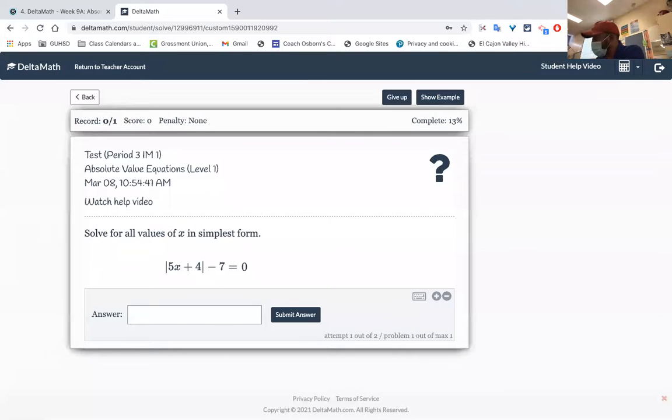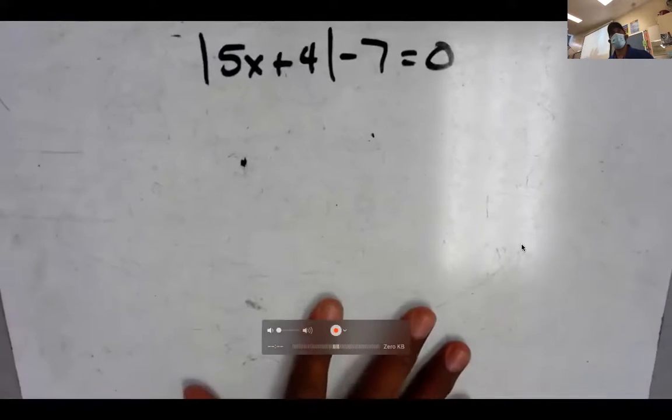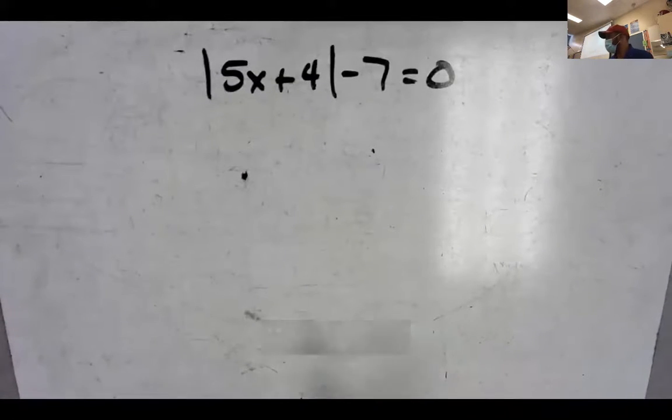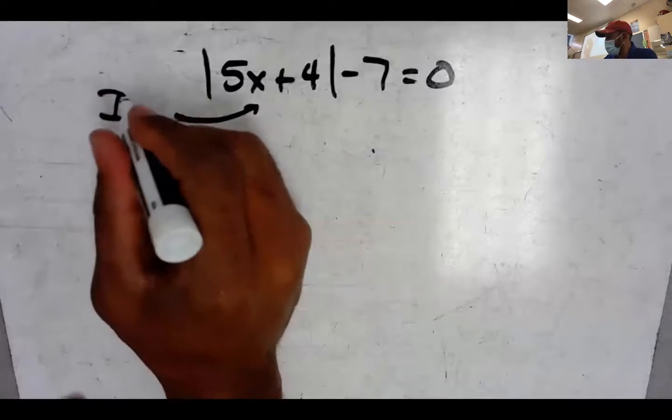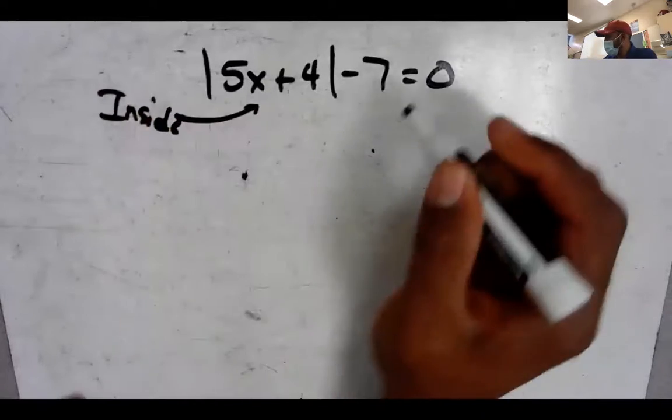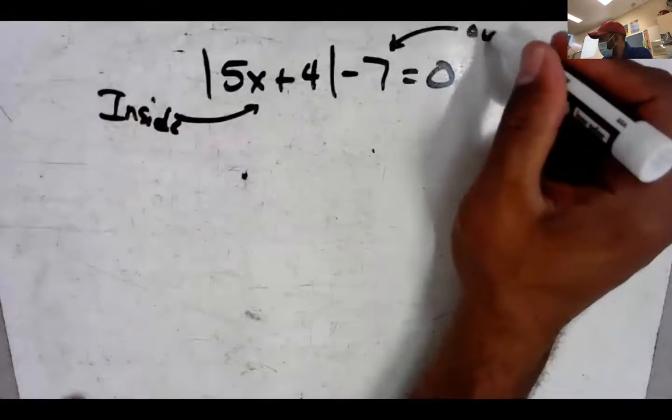All right, so now for this one on Deltamath, 5x plus 4 minus 7 equals 0. All right, let's flip over here. Okay, so again, here's the inside, and then here's the numbers outside.